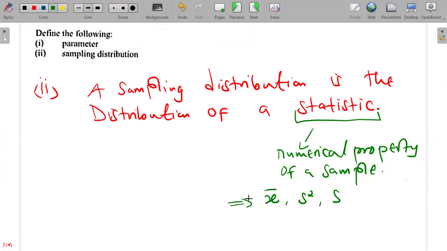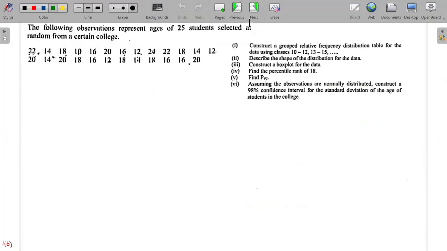All right, so those are the definitions, and now I can move on to part B. Part B is a very good question because we're going to see how we can construct a grouped relative frequency distribution table, how we can describe the shape of the distribution, how we can construct a box plot for this data, how we can find the percentile rank, the percentile, as well as how we can find a confidence interval for standard deviation. It's going to teach us a lot of things.